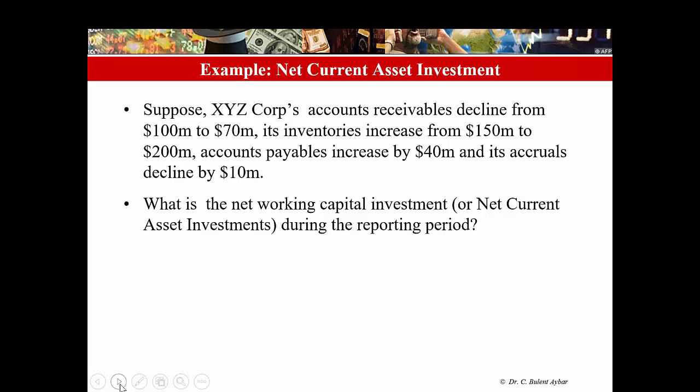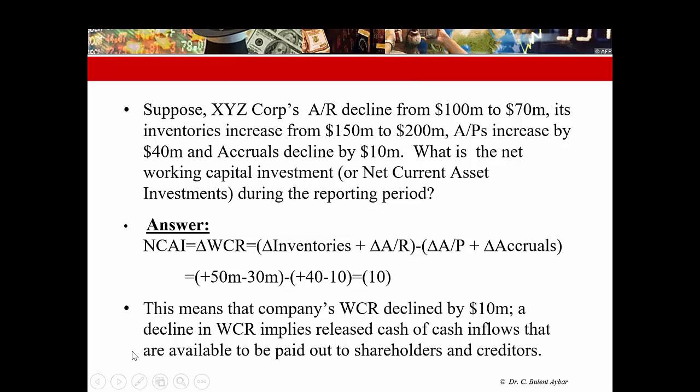We have the change in accounts receivables, the change in inventories, the change in accounts payables, and the change in accruals. We can plug these into the equation and calculate the change in net current asset investments, or working capital requirement. So the answer here is quite straightforward.